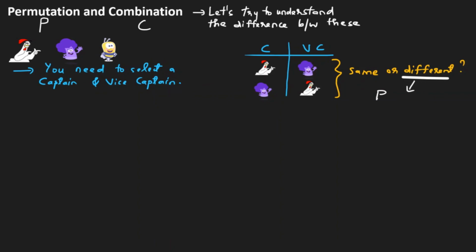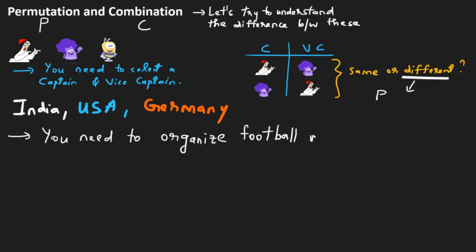Alright, now let's take another example. Say we have 3 teams. We have India, we have USA, we have Germany, for example. And from these 3 teams, you need to arrange football matches. Alright, now say in one way in which I want to arrange a match is India versus USA. Another way is USA versus India.